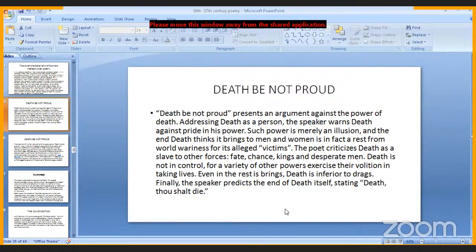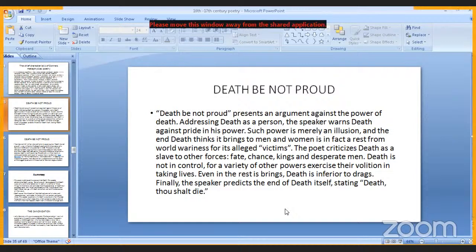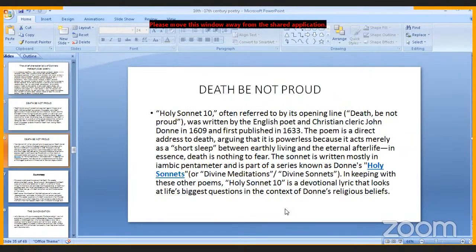Death is not in control, for a variety of other powers exercise their violence in taking lives. Even in the rest it brings, death is inferior to drugs. Finally, the speaker predicts the end of death itself, stating, "Death, thou shalt die." So he says, don't be proud, you will die someday. So you are not that strong that you have control over people. Okay, right.